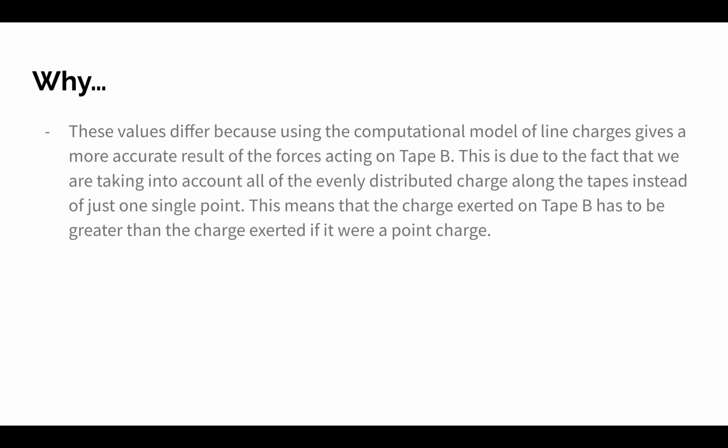These values differ because using the computational model of line charges gives a more accurate result of the forces acting on tape B, or the tape on top. This is due to the fact that we are taking into account all of the evenly distributed charge along the tapes instead of just one single point. This means that the charge exerted on tape B has to be greater than the charge exerted if it were a point charge.